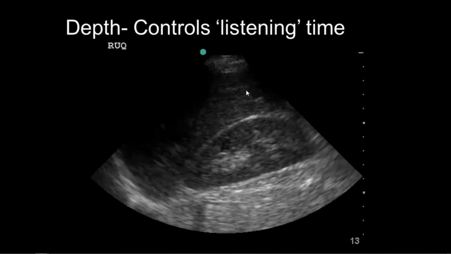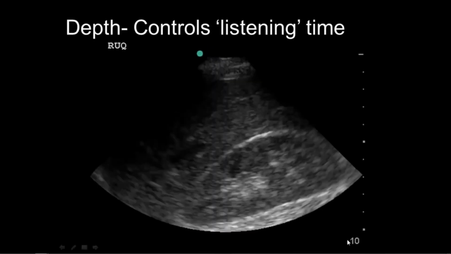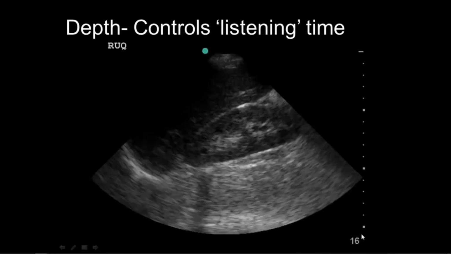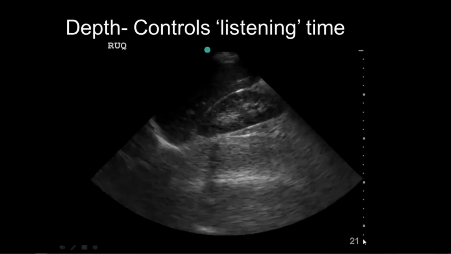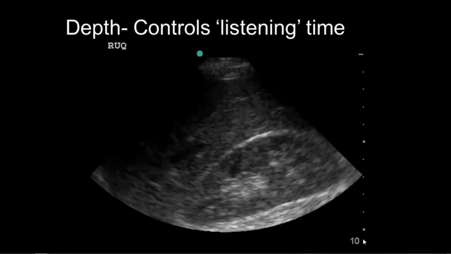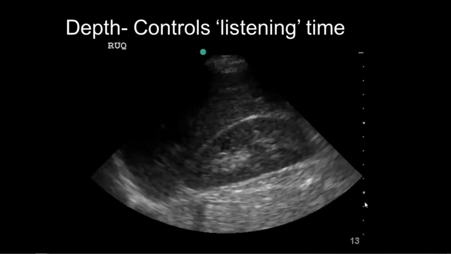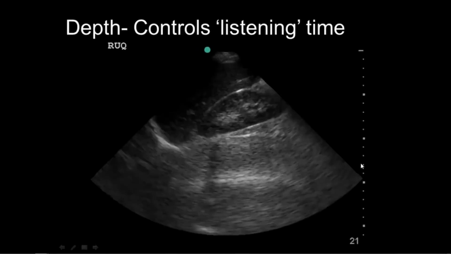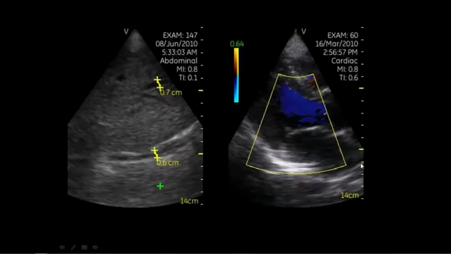If you're interested to see how deep you are, in the bottom right-hand corner on almost every machine, there is a total depth. So this machine, for example, goes from 10 centimeters all the way up to about 24 centimeters in depth, and that means that each of these little white dots on the right-hand side of the screen represents 1 centimeter. And again, here on this machine as well, we can see the centimeter marks and the total depth on the bottom.